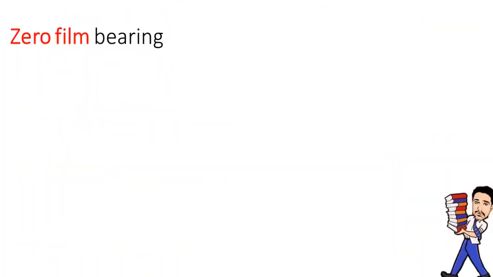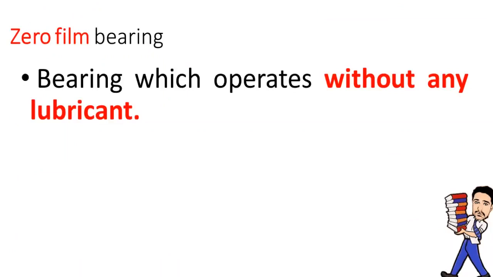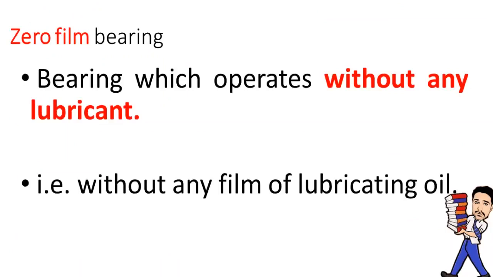The different types of bearings. The first bearing is the zero film bearing, which does not have any lubricating oil film in between the journal and the bearing. So it is called a zero film bearing.